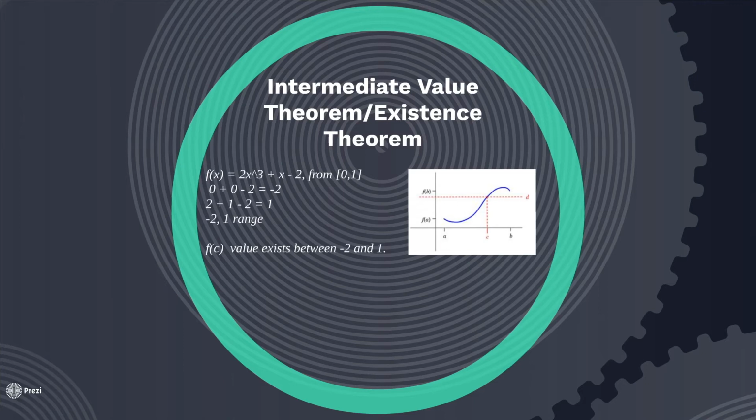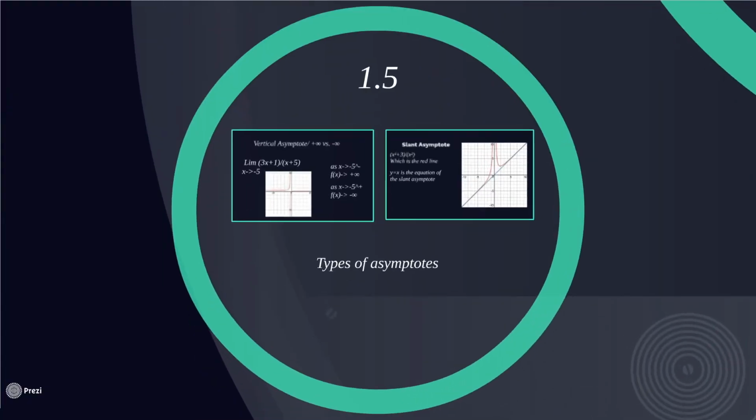If you're given a function that's continuous, such as f of x being 2x cubed plus x minus 2, in the closed interval of 0 to 1, you'd plug the end and start point in. 0 plus 0 minus 2 equals negative 2, 2 plus 1 minus 2 equals 1. Therefore, the range of the interval is negative 2 to 1. You can then assume that some value of f of c would equal 0 because that value exists between negative 2 and 1. Some limits can become infinite.